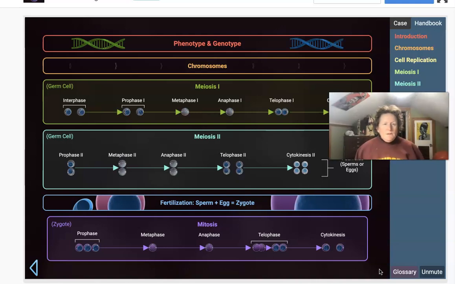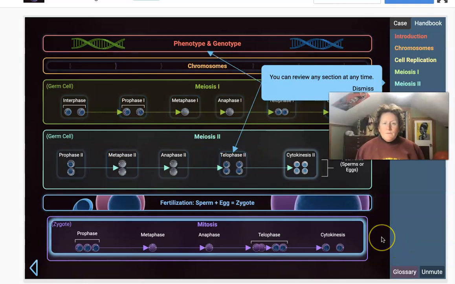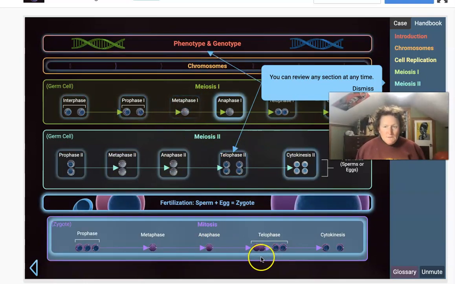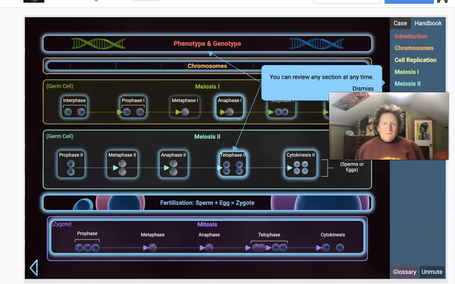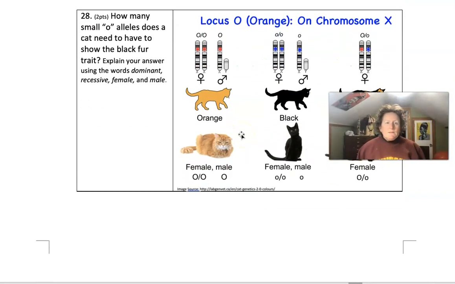So here is a good thing to review. Here's meiosis, here's mitosis. You can look for some differences there and review what makes unique cells here. In the meantime, let's go to 28.